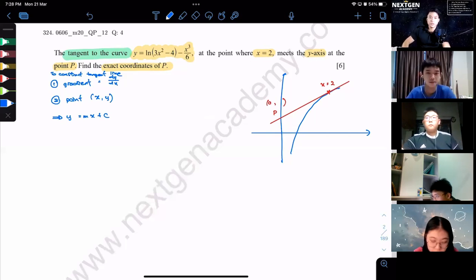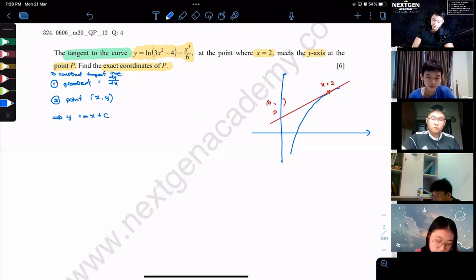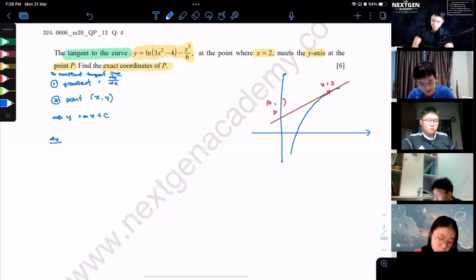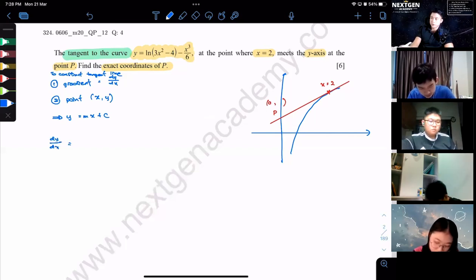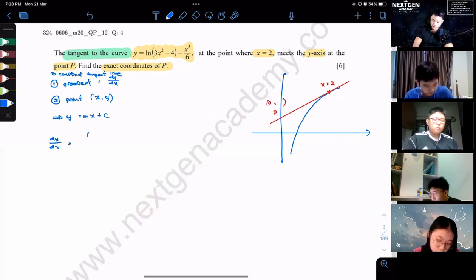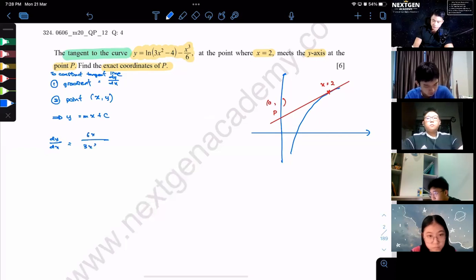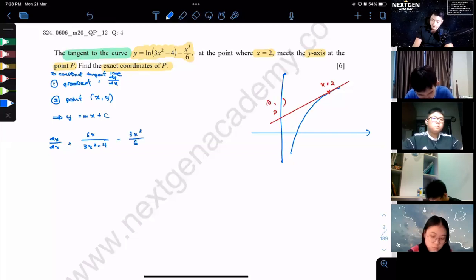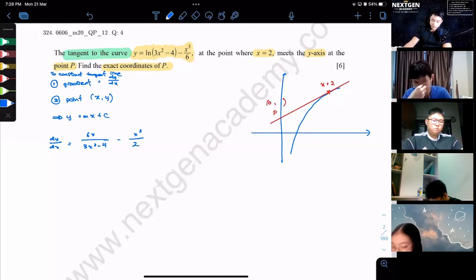Let's see, how do we do this? So number 1, gradient, right? We have to find what's the gradient first. So dy/dx, what do we get here? We need f prime x over f x for ln f x. So you'll get 6x over 3x squared minus 4. Then this one, 3x squared over 6. Okay, so I can simplify it. This one will be over 2, x squared over 2. Okay, so I got dy/dx. So number 1, got it.